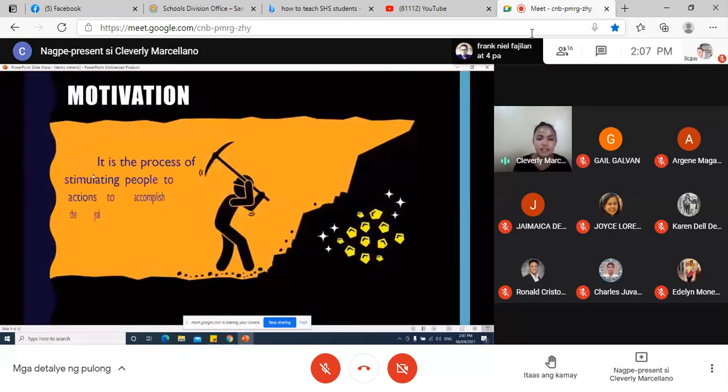Okay, motivation is the process of stimulating people to action to accomplish the goals. So ito po yung dahilan at proseso para mas pagtrabahuan natin at ma-achieve natin yung mga goals natin sa buhay. So we have two kinds of motivation. The first one is intrinsic motivation, and the second one is extrinsic motivation. What is the difference between intrinsic motivation and extrinsic motivation?